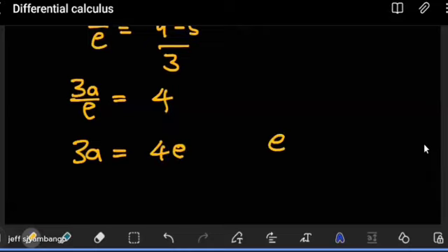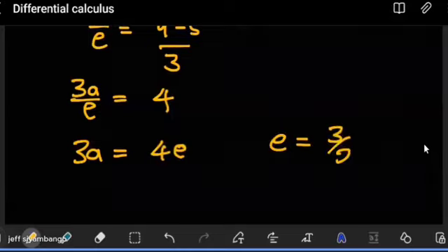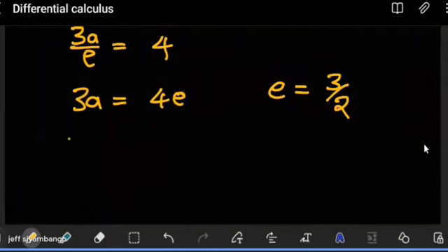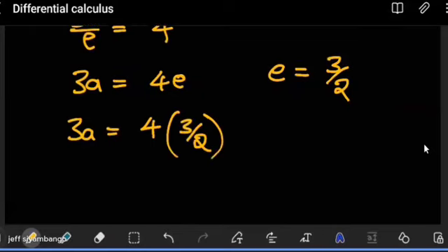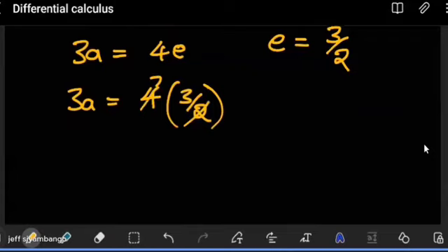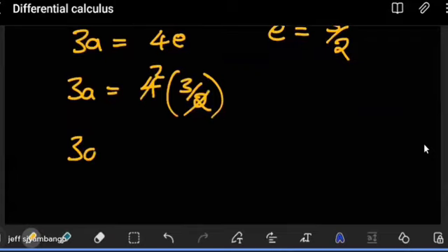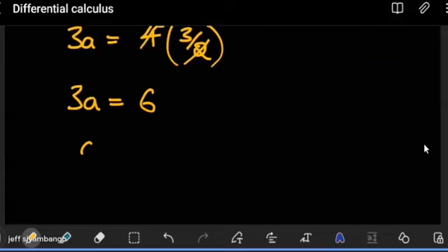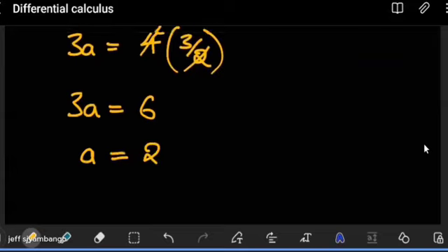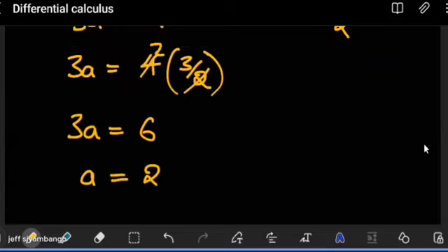But e is equal to 3 over 2. Because e is 3 over 2, this becomes 3a equals 4 times 3 over 2, since that is our eccentricity. So the 2 goes twice here. We now have 3a equals 6. And here we end up with a equals 2. So I hope we haven't made any errors. If we haven't, this is exactly what we get. If we have, just follow the same steps, you'd still get the answer.